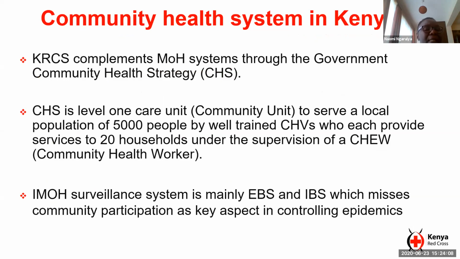Defining how the system works, as I said earlier, the government has a system we call the Community Health Strategy, which was initiated in the year 2006. The system aimed at bringing the health services nearer to the community, whereby a population of 500 people was supposed to be supported by one health facility, which we call tier one, served by the health worker, whom we call the CHA, and the volunteers were encouraged to visit 20 households.